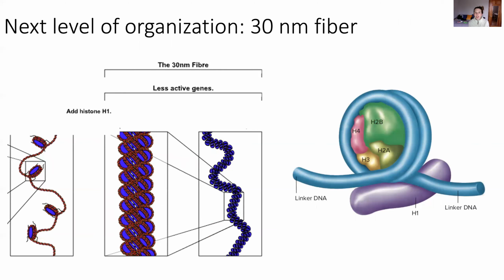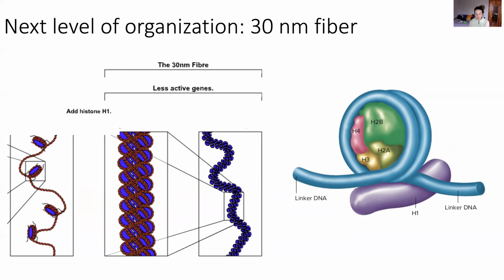The next level of organization, sometimes called the 30 nanometer fiber, is when you add another histone protein, histone H1. And here's a figure from your book over on the right, which is showing you how that would fit in. And this is going to allow those individual nucleosomes to form a higher order organization, and that further condenses the DNA. And as I said before, if you only remember one thing, it's that more compact DNA has less active gene expression.